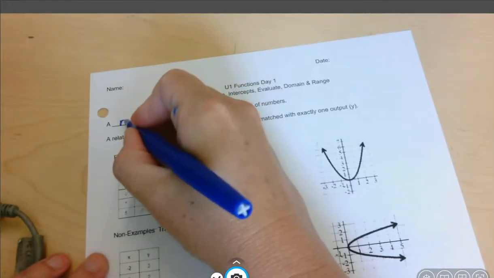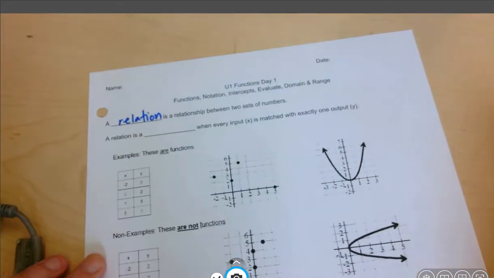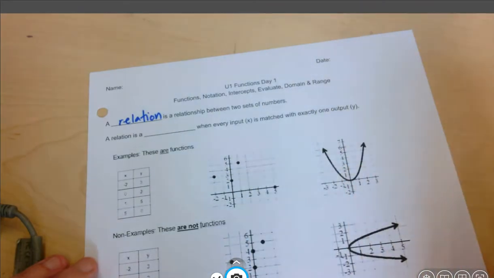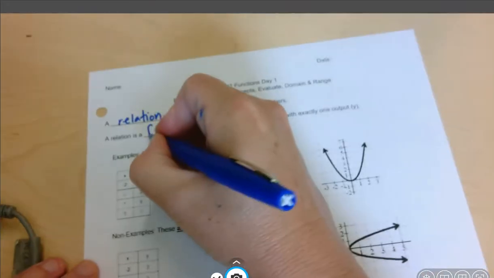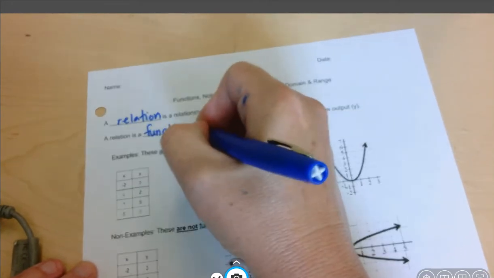So a relation is any relationship between two sets of numbers. However, a relation is a function when every input is matched with exactly one output. So you can see below we have examples of functions.